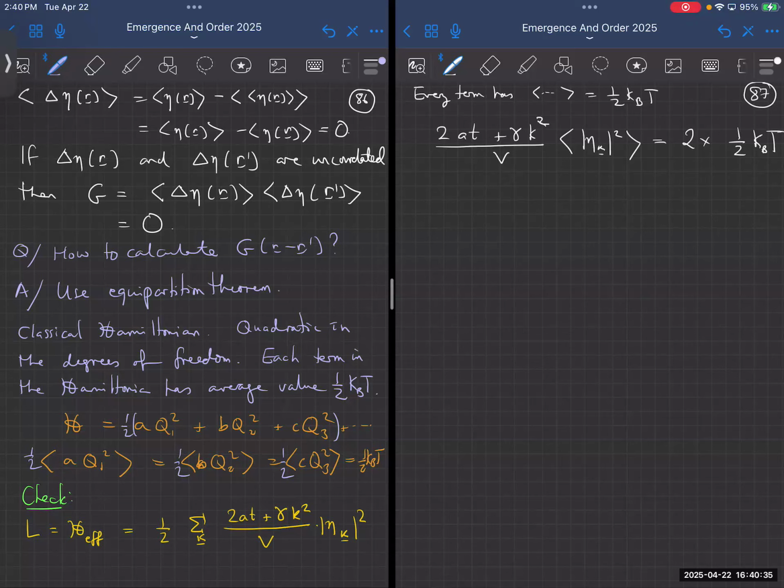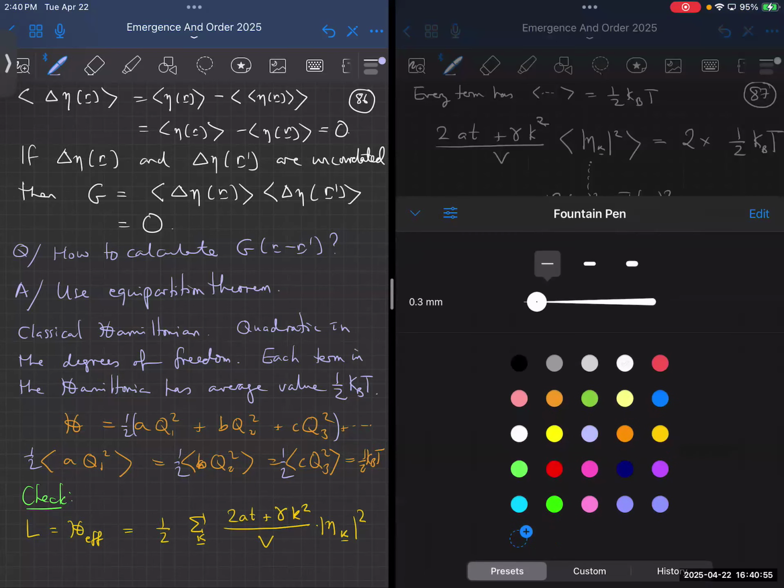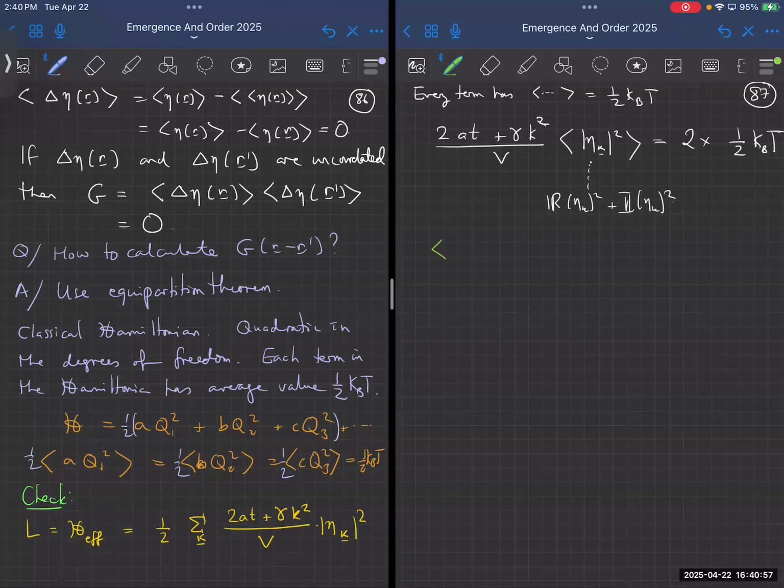Why? Because eta k is complex. So this thing is equal to the real part of eta k squared plus the imaginary part. So in the end, what we end up with is the formula: kBTV over 2at plus gamma k squared.